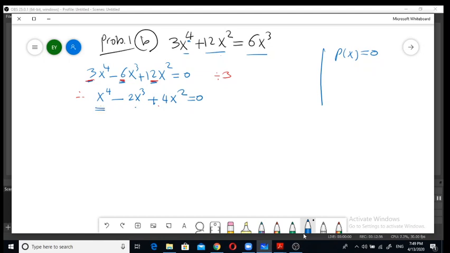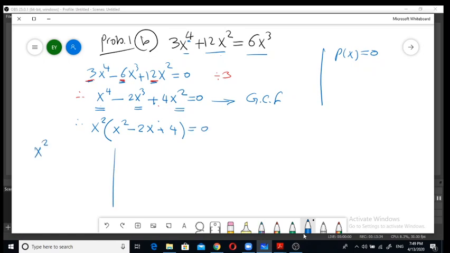Then we have x cubed, x squared. So by GCF, we can factor out the common factor. The least degree, which is x squared, will be the common factor. The greatest common factor will be x squared times the bracket of x power 4 divided by x squared, which is x squared, minus 2x cubed divided by x squared, which is 2x, plus 4x squared divided by x squared, which is 4.